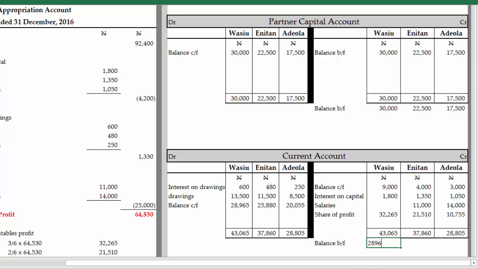Okay. So we have balance brought forward on the credit: Wasiu 28,965, Enitan 25,880, Adiola 20,055. So we have balanced the current account. So with this, we can easily prepare the extract of the statement of financial position.